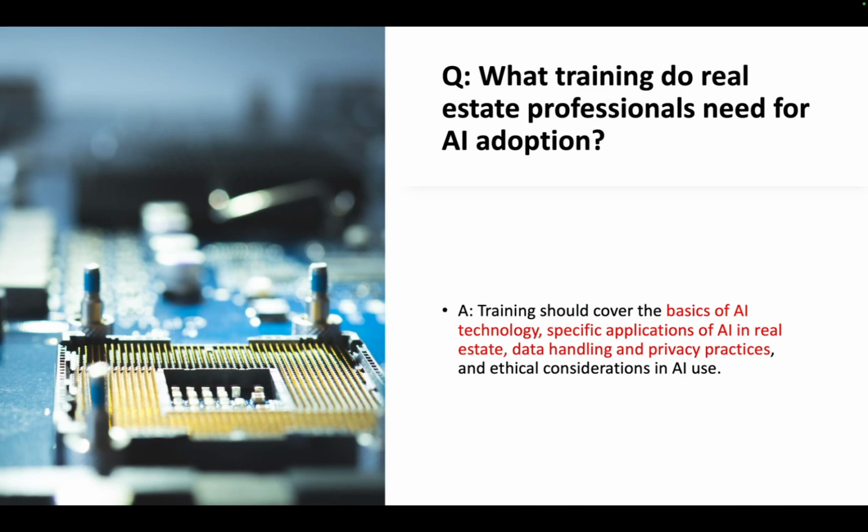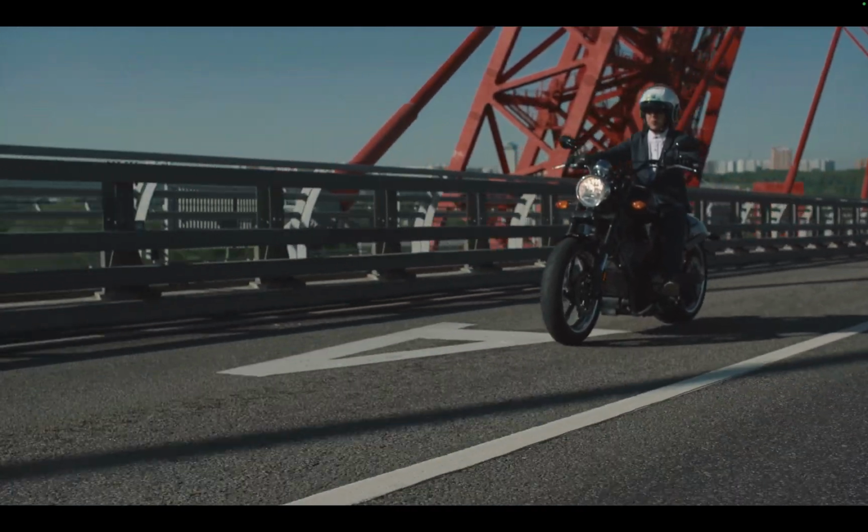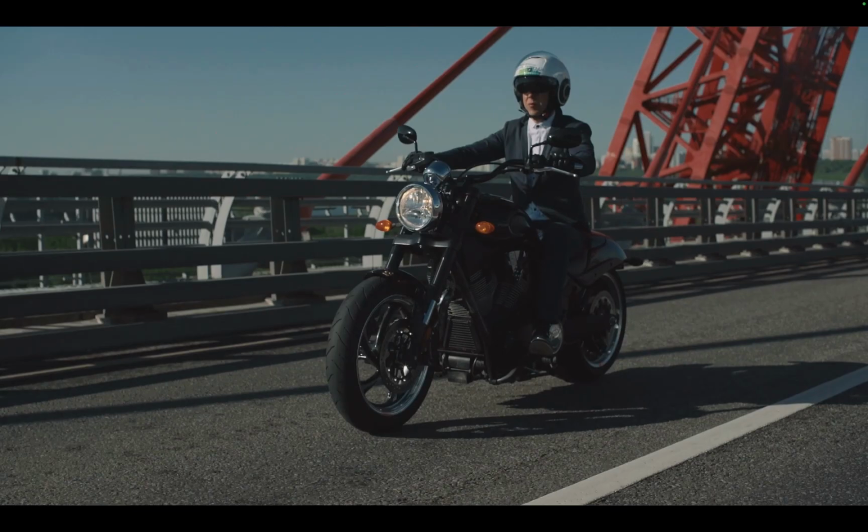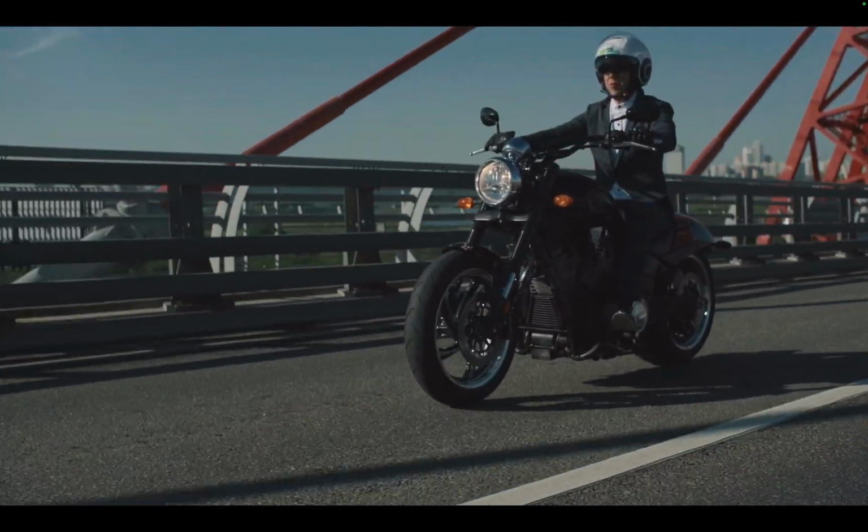What training do real estate professionals need for AI adoption? Well, the training should cover the basics of AI technology. The training should also cover specific applications of AI in your industry, and aspects like data handling, privacy practices, and ethical considerations. They're all important, and it's worthwhile making those five or six points front and center of the training manuals that you are presenting or providing to your employees.